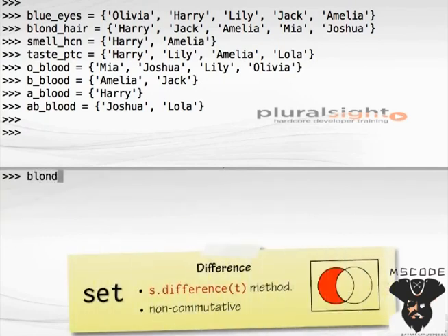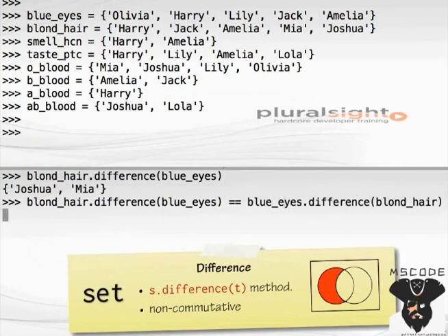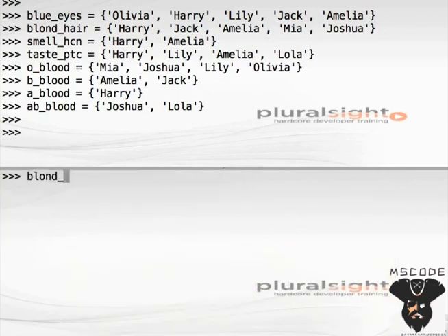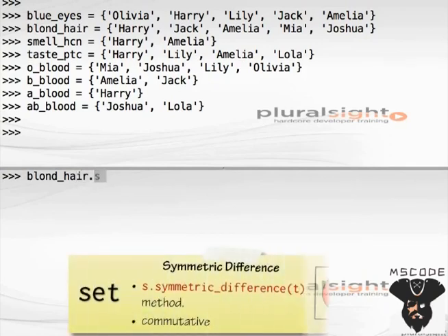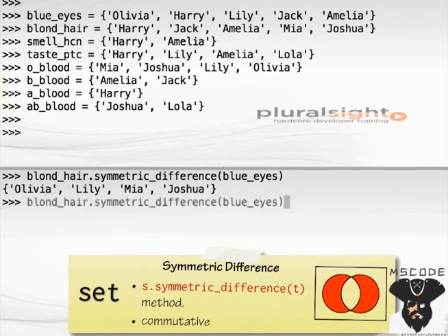To identify the people with blonde hair who don't have blue eyes, we can use the set difference method. This finds all of the elements which are in the first set which are not in the second set. This is non-commutative because the people with blonde hair who don't have blue eyes are not the same as the people who have blue eyes but don't have blonde hair. However, if you want to determine which people have exclusively blonde hair or blue eyes but not both, we can use the symmetric difference method. This collects all the elements which are in the first set or the second set but not both. As you can tell from the name, symmetric difference is indeed commutative.